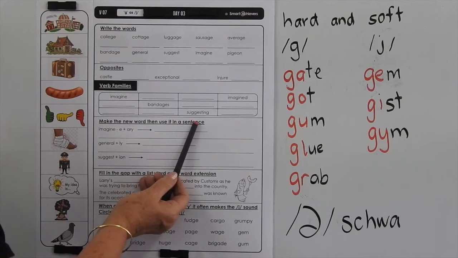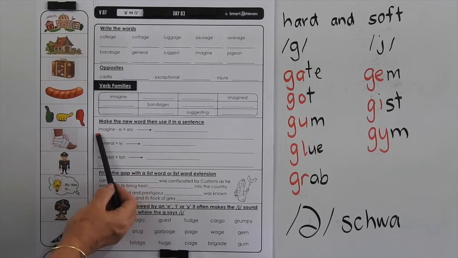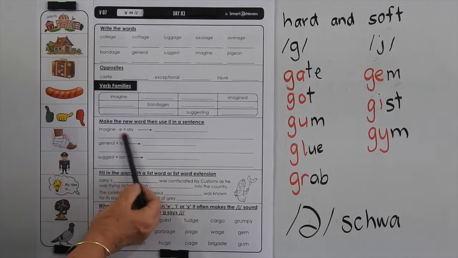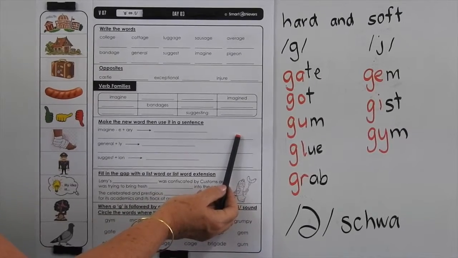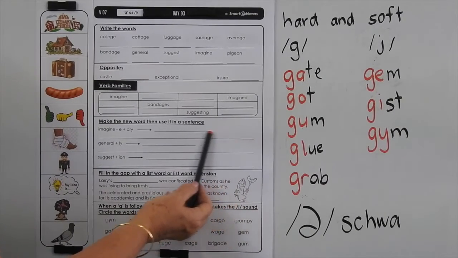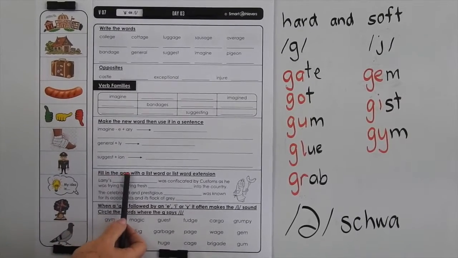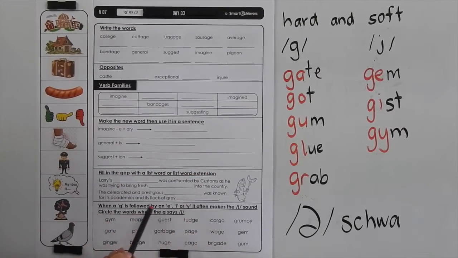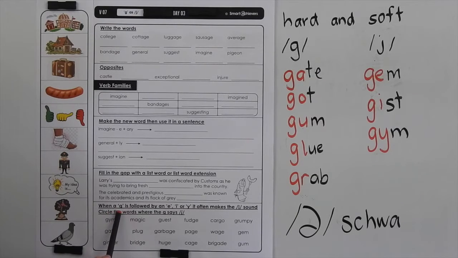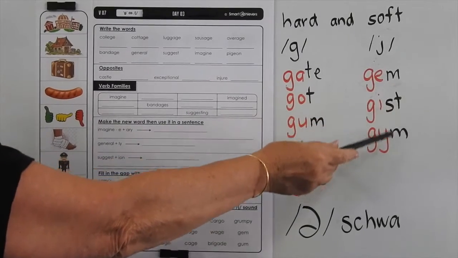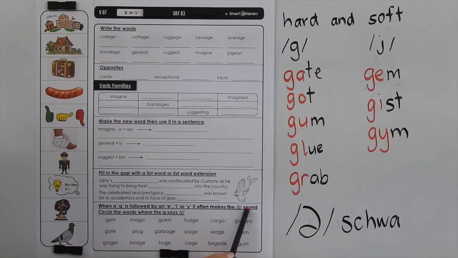Make the new word, then use it in a sentence. So we've given you the prompts here, then you have to show the structure of the word and you can use it in its correct form and with its correct meaning in each of those sentences. Fill in the gap with a list word or a list word extension. Then down here, we're going to go through and revise. When a G is followed by an E, an I or a Y, it often makes the J sound. Circle the words where the G says J, not G. So you can go through and do that. Look at the letter that comes after the G to make that easy.